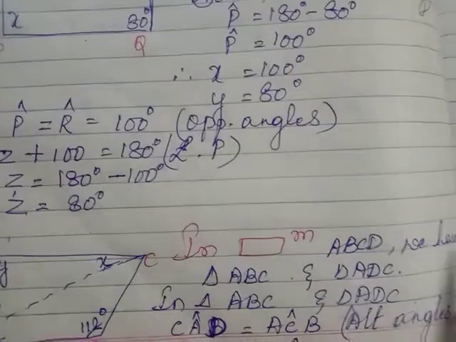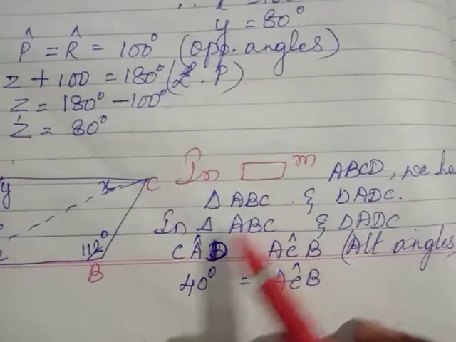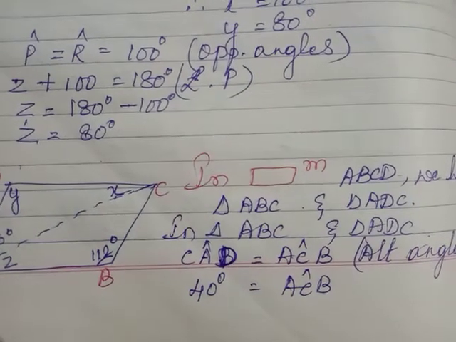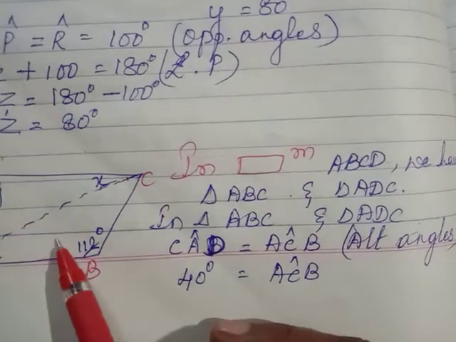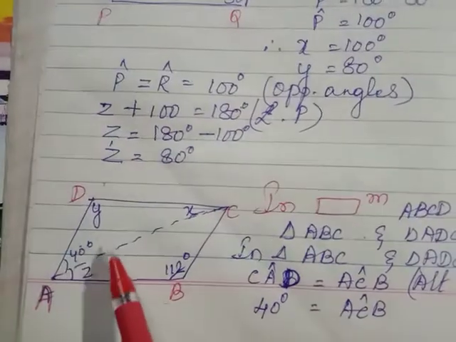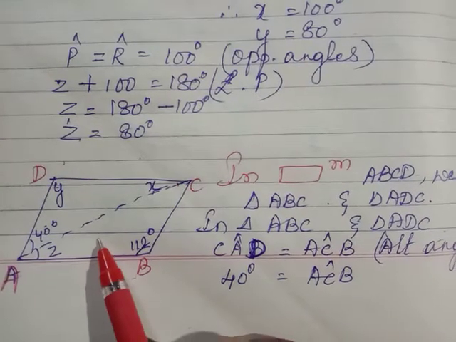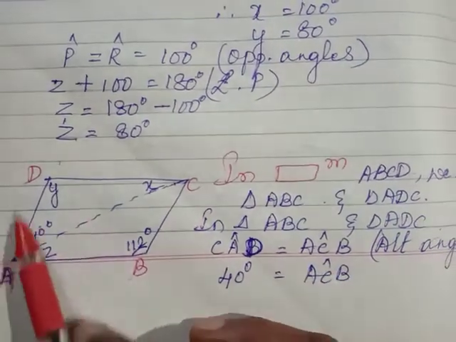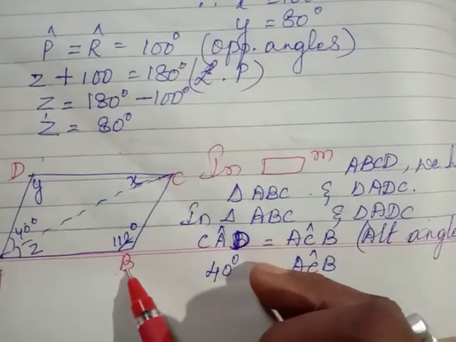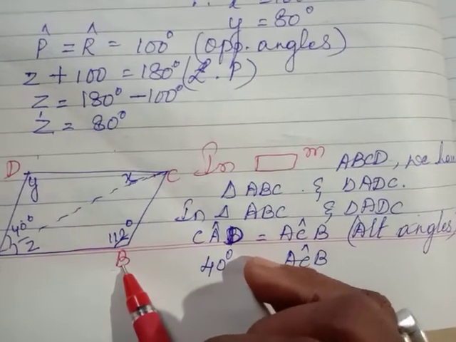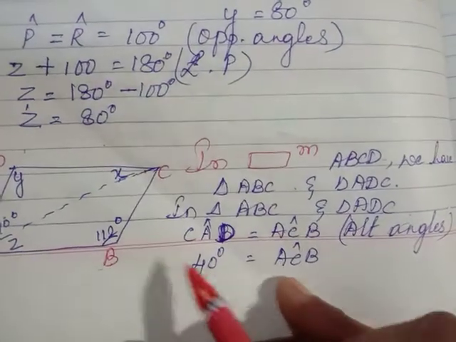Okay, now the next parallelogram ABCD. In parallelogram ABCD, we have triangle ABC and triangle ADC. Both the triangles we have proved in our previous classes that these two are congruent. And then angle CAD is equal to angle ACB. CAD and ACB, these two are alternate angles. So therefore 40 degree is equal to ACB.